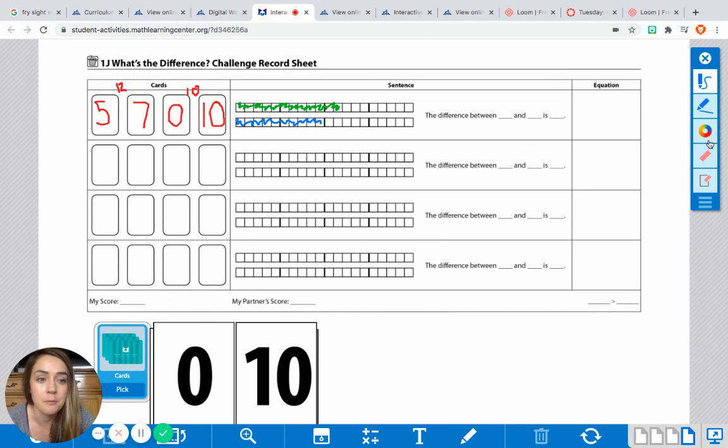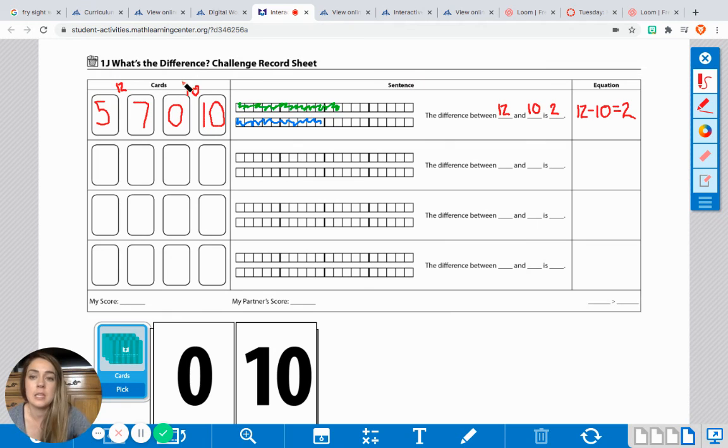The bigger number. So down here, I'm going to write the difference between 12 and 10. Then I'm going to write the equation 12 minus 10 equals, and then you'll need to solve it. So 12 minus 10 equals 2. Perfect. And then you would be done.